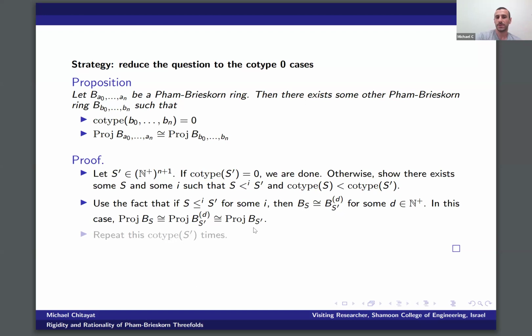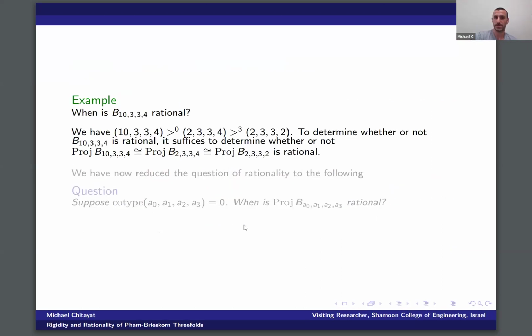And so we found another Pham-Brieskorn ring of cotype 1 lower, such that the Proj of that thing is isomorphic to the Proj of the Pham-Brieskorn ring we started with. And we repeat this argument multiple times until the final Pham-Brieskorn ring we obtain has cotype 0. So in this way, we can reduce our question further. We can reduce our question to the cotype 0 cases.